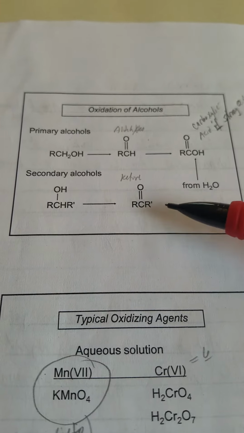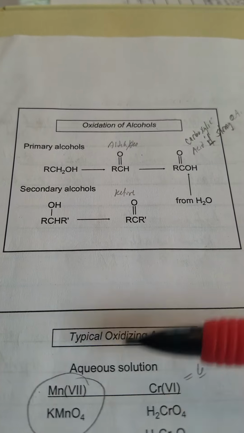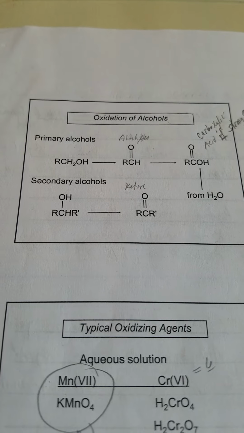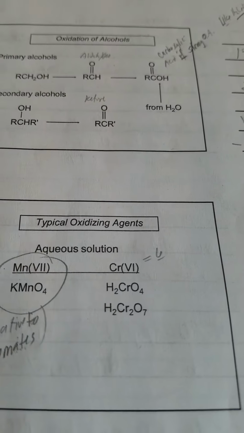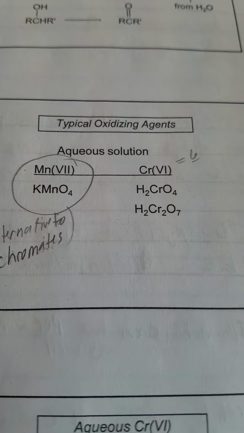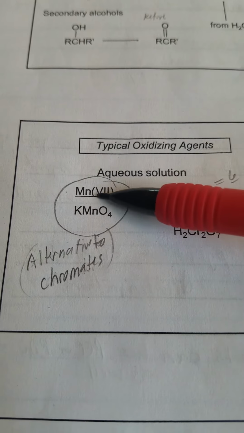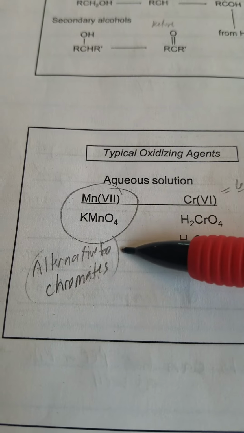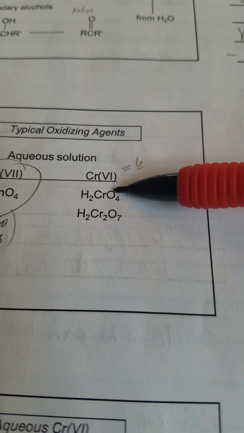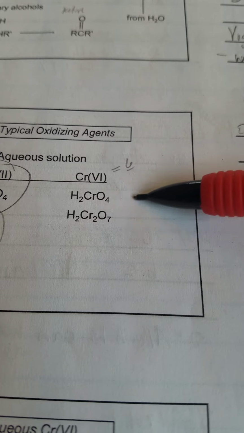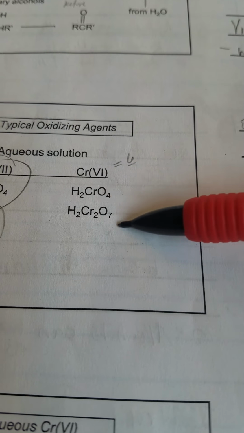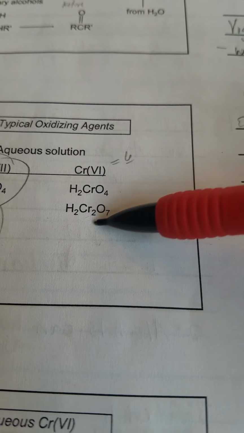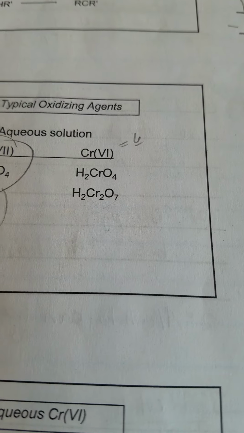It's automatically going to become a ketone. Tertiary alcohols do not do an oxidation step like this. So our typical oxidizing agents are going to be some kind of a manganese 7 compound, like potassium permanganate here, or some kind of a chromium 6 compound like chromic acid or this dichromate acid right here.